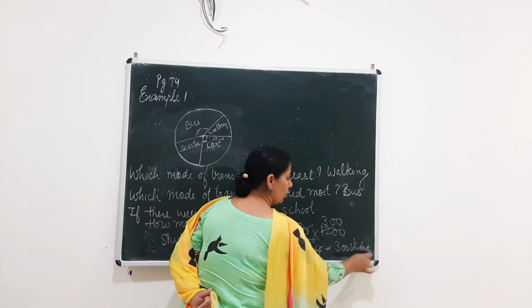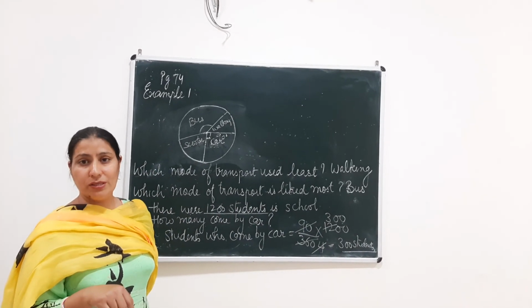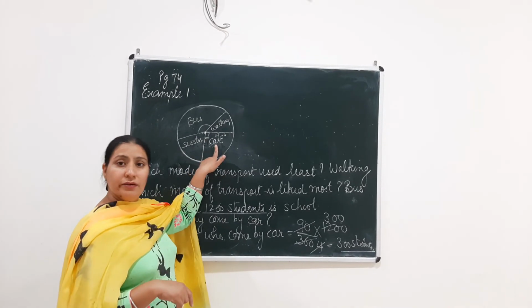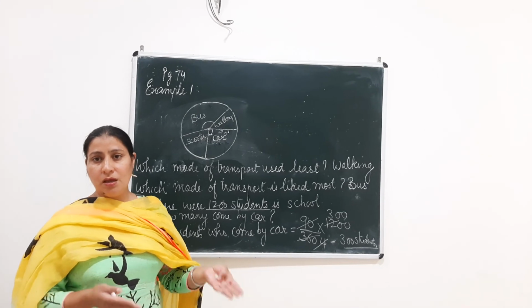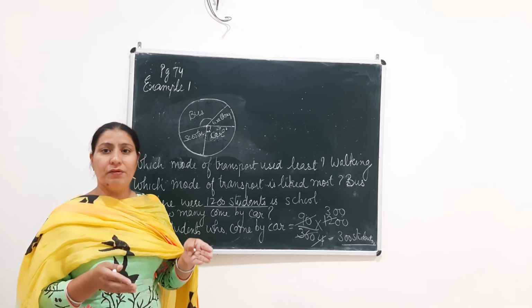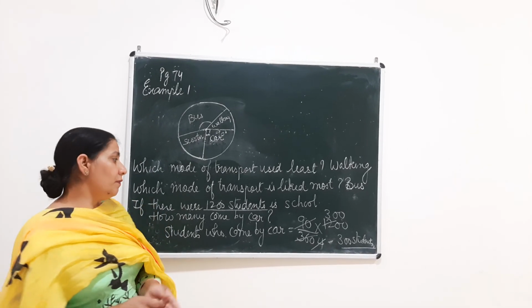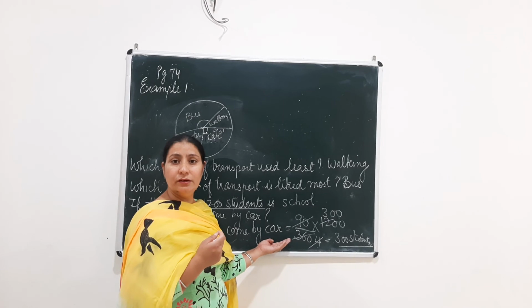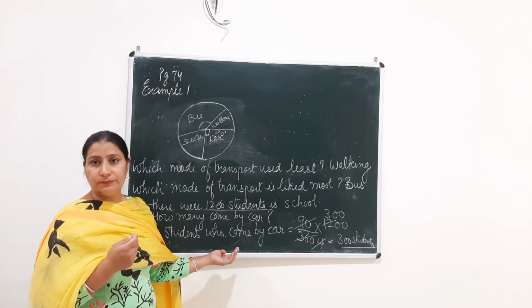So this is the way we can go back to finding the value or the frequency when the angle is given to us. We will come across both types of problems when we solve the exercises. Somewhere we have to make the pie chart, and there we will find the angles, and somewhere we have to find the value, and there we will use this method to find the value or the frequency of the particular object. Clear, beta?